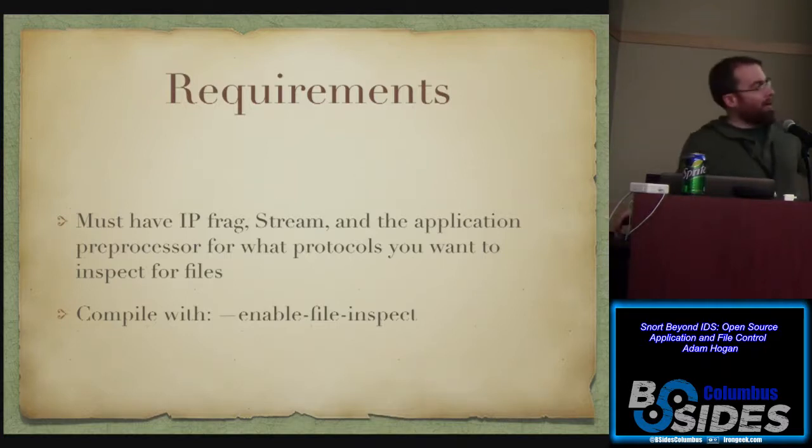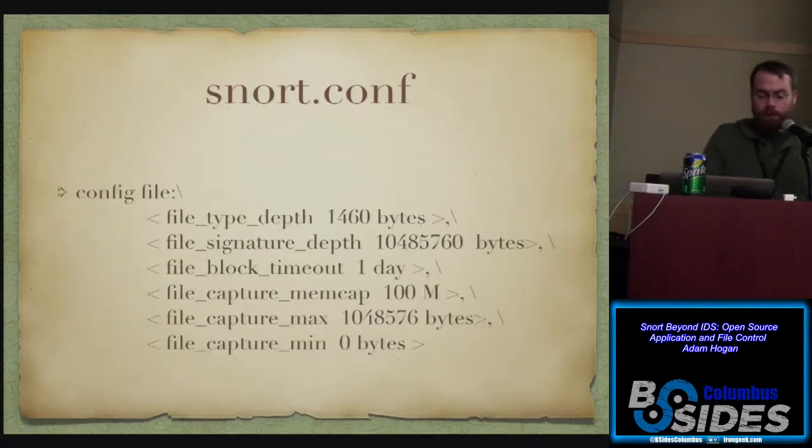And you have to compile it with enable file inspect, right? So if you haven't been doing file inspect before, your Snort might not be set up for it. You may have to recompile to get those features turned on. But otherwise, they're built in there. Then I can go into my snort.conf and I can add my config here and say, hey, I want to track files. And you're going to get some options here that you can sort of tweak for performance.